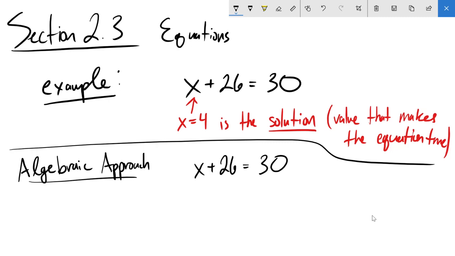Your goal in solving equations is just to isolate the variable, so just get that letter all by itself. And the thing about equations is that they're like a scale. You're trying to keep the scale balanced. You want both sides to have the same value. So you can do whatever you want to one side of an equation as long as you do the exact same thing to the other side of the equation.